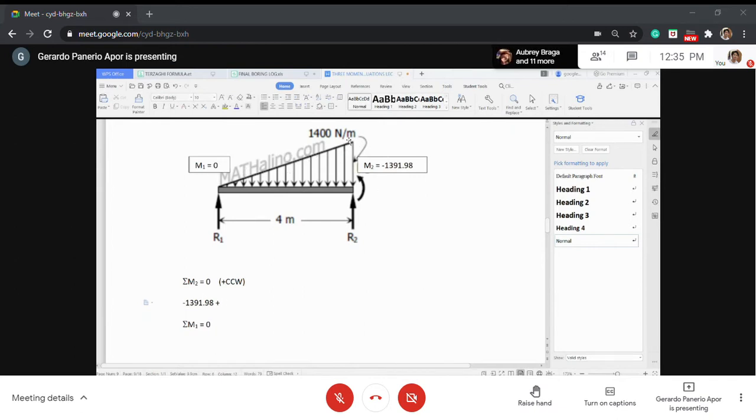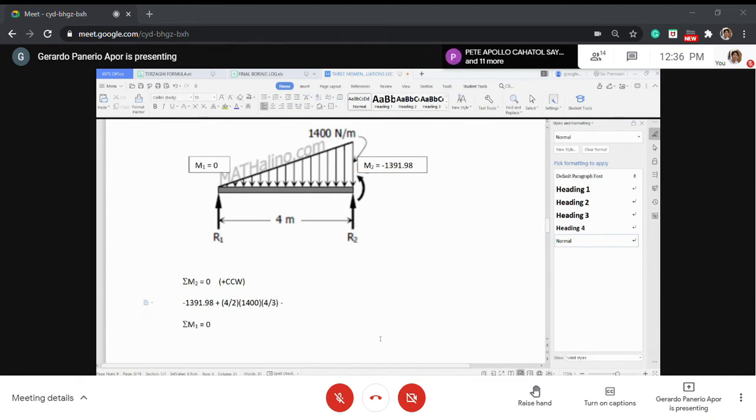Next is the moment done by the load. The total load is 1,400 times 4. But this is a triangle, so that is divided by 2. The divided by 2 there explains the triangular load times 1,400. So that's the total load. And the moment arm is 4 divided by 3, meaning the resultant is not acting in the middle, but somewhere here. It acts exactly at 4 divided by 3. Now, why is this positive? Because if this is your pivot point, it rotates in a counterclockwise manner.